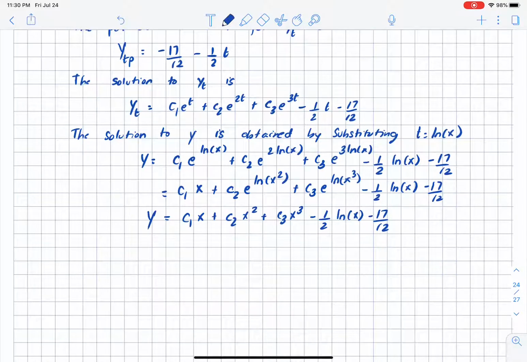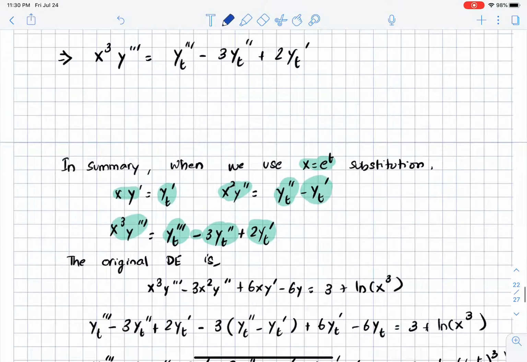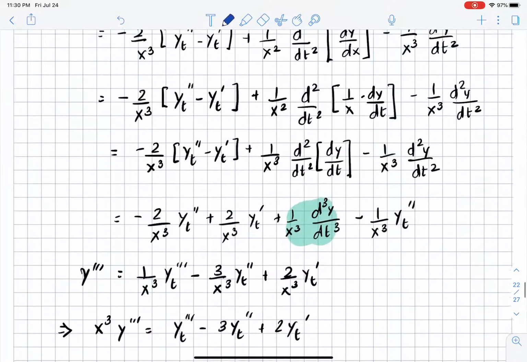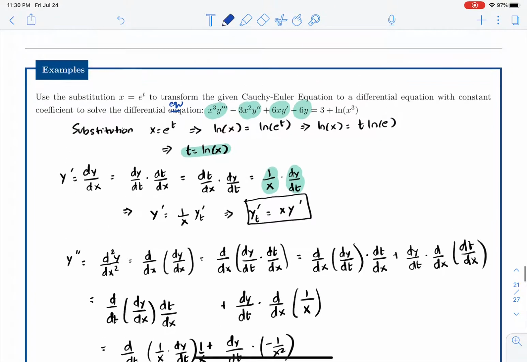Key things to note in this problem. This summary over here is not going to change when we use the substitution. So you don't have to derive this over and over again unless we go to fourth order derivatives, in which case we have to start at the third derivative here and then derive for the fourth derivative. So this is a given. You don't have to redo it. And of course, don't make bad algebraic mistakes like I did.